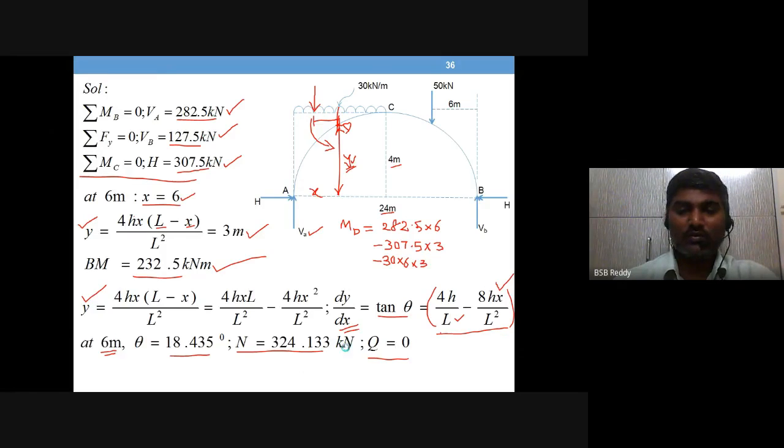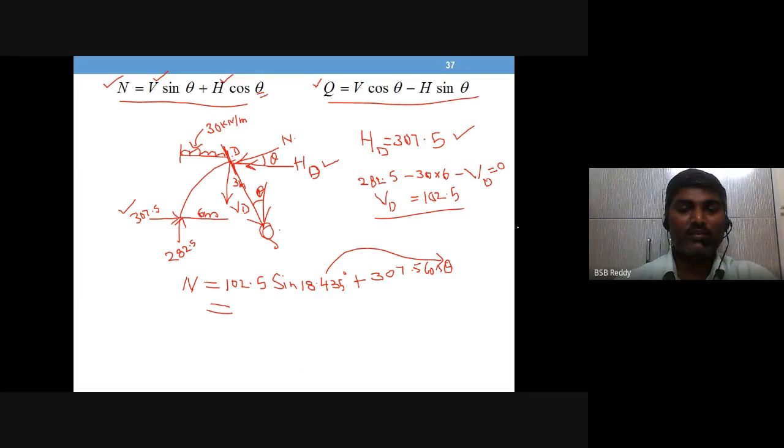And Q for this case is becoming 0. The same you have to substitute here for V: 102.5 cos theta, cos 18.435, minus H 307.5 sin theta, 18.435. So Q is becoming 0.